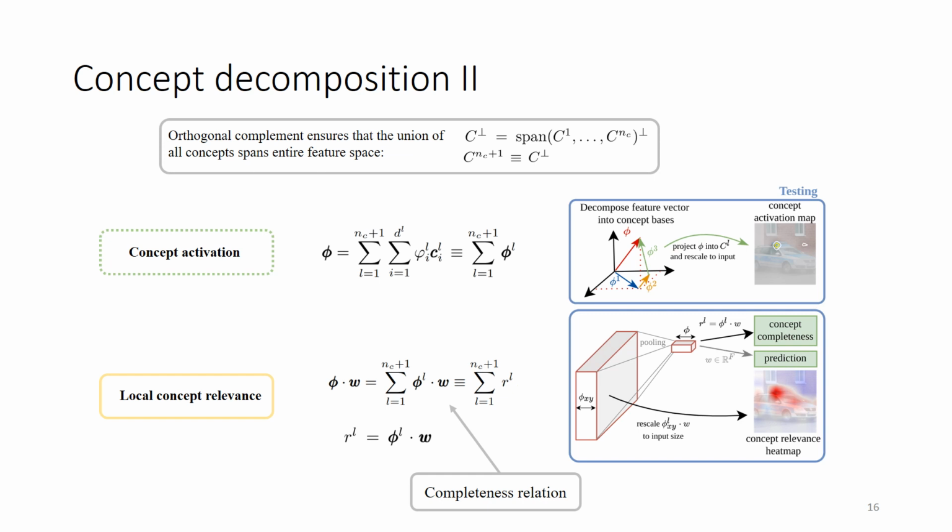We can perform this concept decomposition on the feature vectors before pooling to get a concept relevance heat map. This can be again resized to the input width and height to represent it in input space. Additionally, MCD defines global concept relevance scores, for which we refer to our paper.